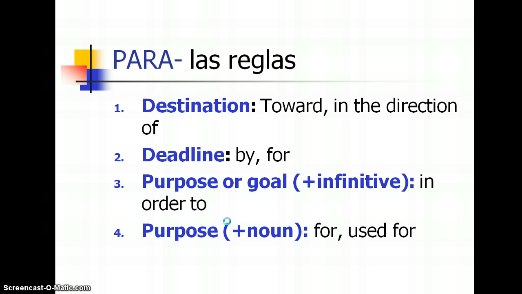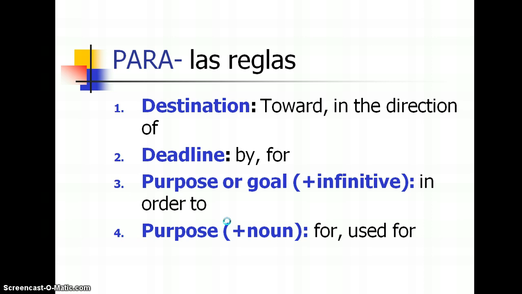Okay, so in number 1, para was being used to express in the direction of, or to express toward. For example, in other words, you're giving a destination. Yo voy para Madrid. Okay, I'm going to or toward Madrid next week. Essentially, you're saying to. It's another use of para here.